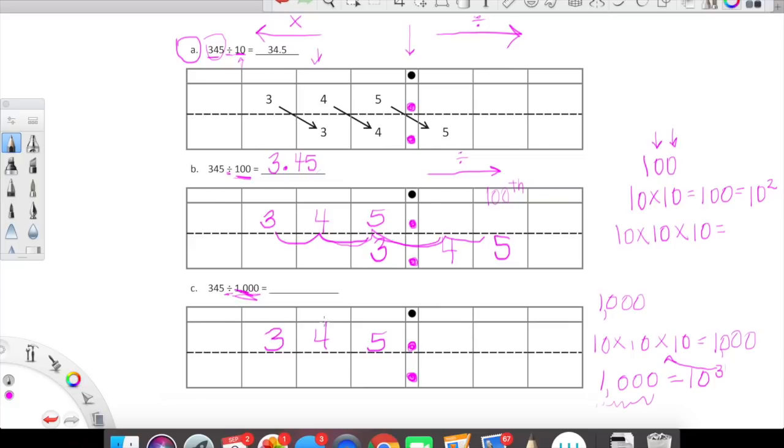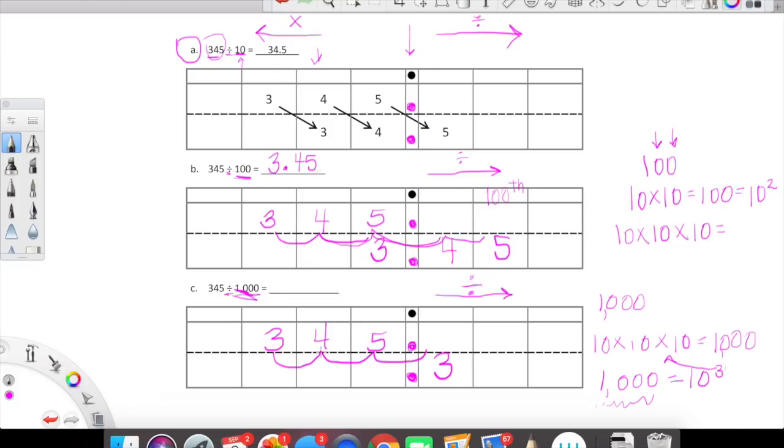So what we're going to be doing is shifting our digits over to the right because we're dividing. We're going to shift our digits over to the right 3 place values because we're dividing by 1, 2, 3 tens essentially. 1,000 is equal to 3 tens being multiplied together. So our 300 is going to hop over 1, 2, 3 place values to the right. When we divide 300 by 1,000, we're going to end up with 3 tenths.